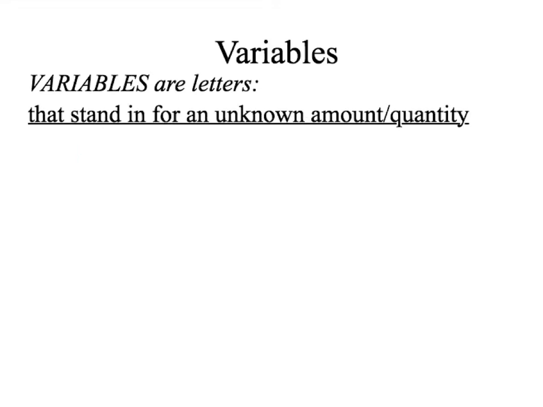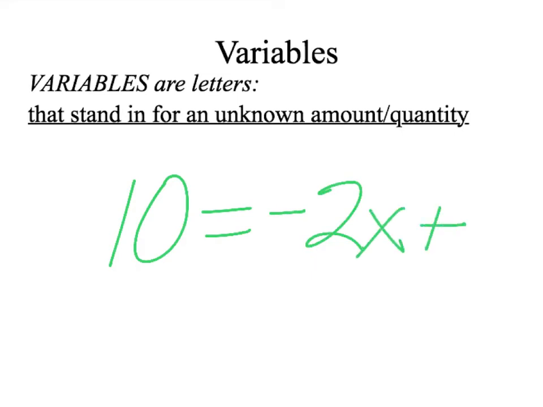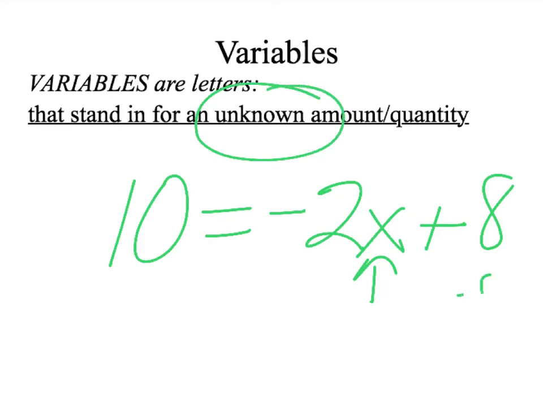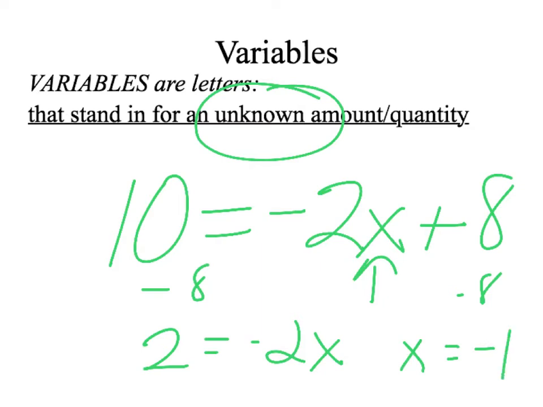Another way we use variables in algebra is when, for example, we know the output and we're trying to find the input, and we're solving for an unknown quantity, which we can do by subtracting 8 on both sides. And we're going to get 2 equals negative 2x. Divide by negative 2, and we're going to get x equals negative 1. So we didn't know what it was, but now we know what the quantity is that makes both sides true.